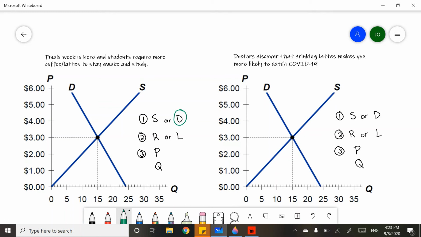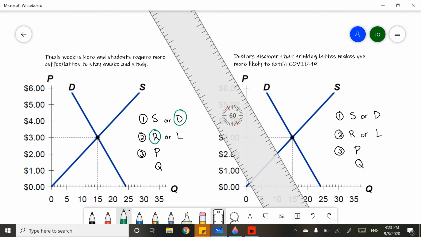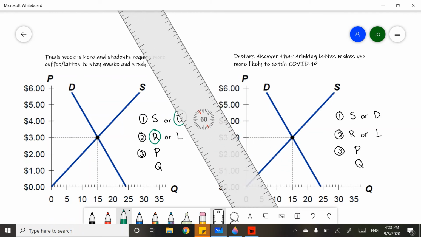Next, we can see that demand for coffee or lattes is going to increase. That means that it's going to shift to the right. Remember that anytime you shift to the right, it's an increase. Anytime you shift to the left, it's a decrease. And finally, let's go ahead and draw it to see what's going to happen in this market.